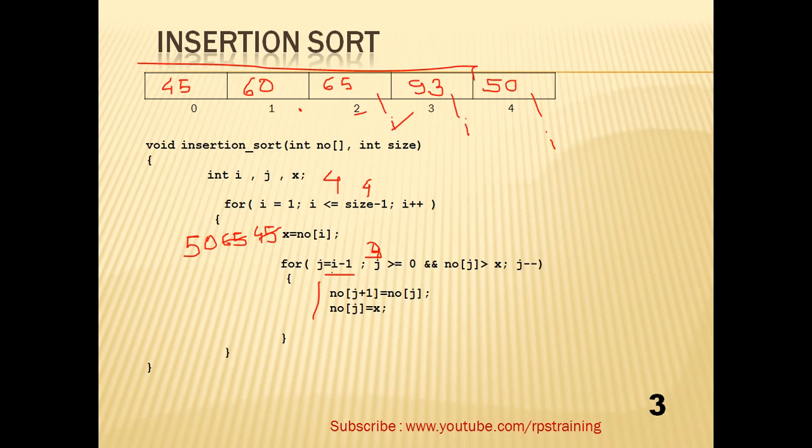i is 4 and j equals to i minus 1, so j will be 3, and no3, that is 93, greater than x, which is 50. Condition is true, and so interchange will be done. 93 and 50.